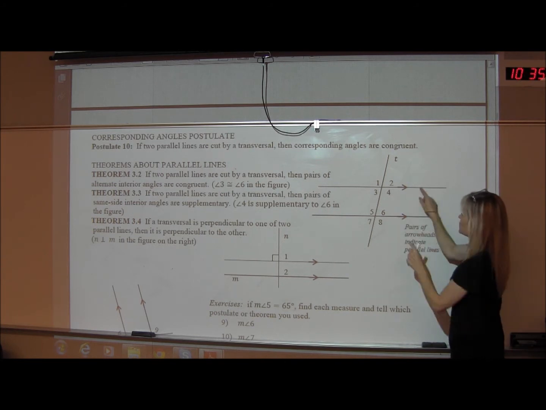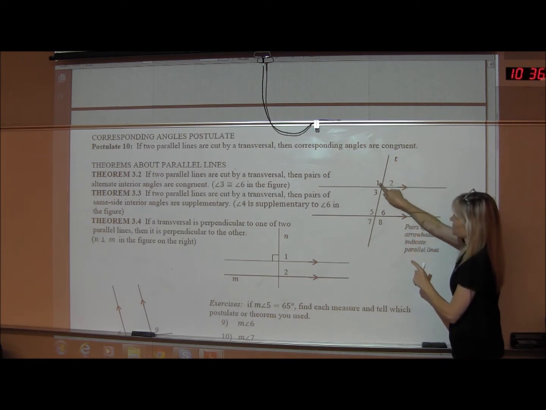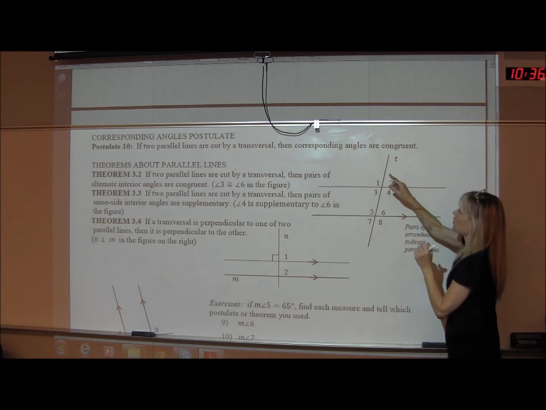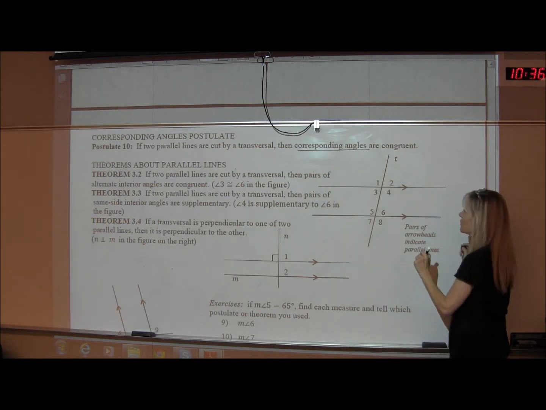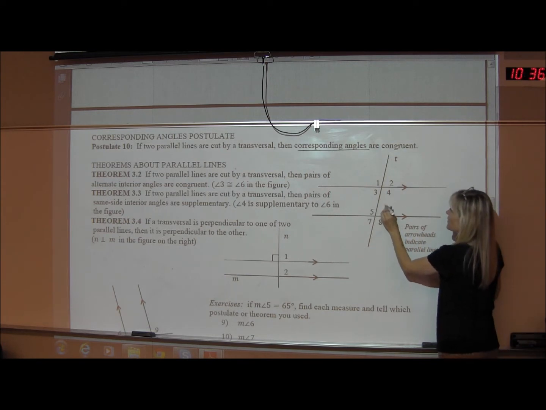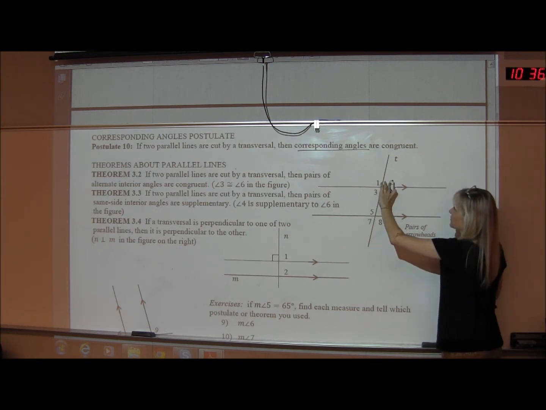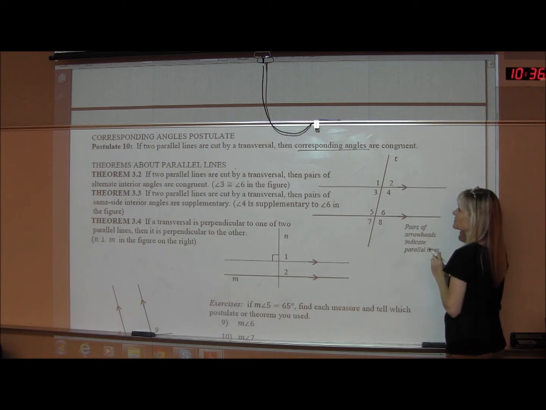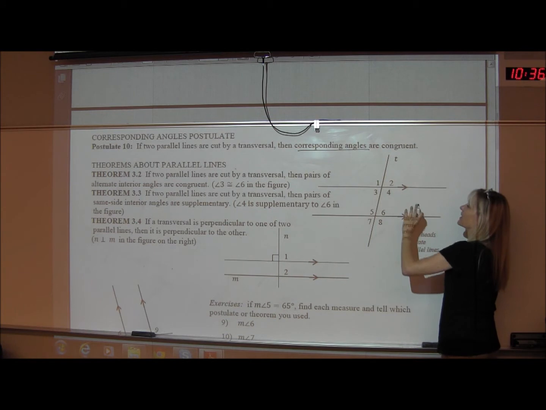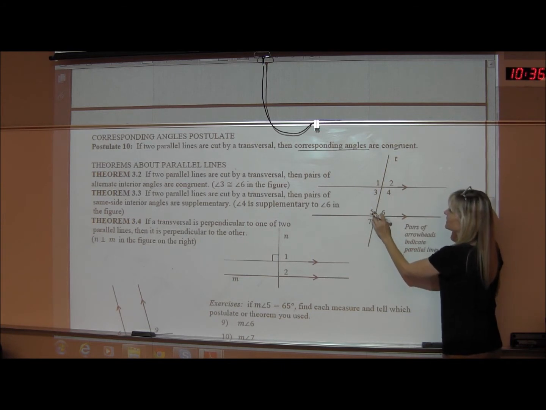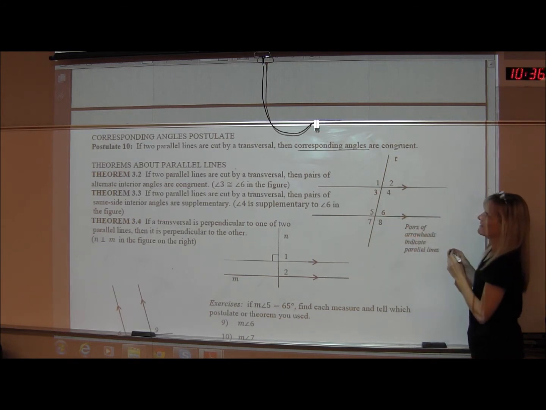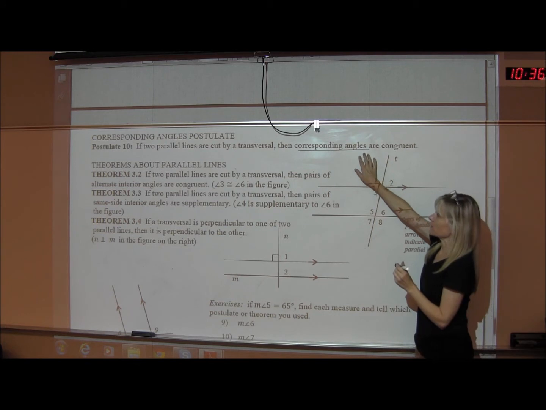Now, if two parallel lines are cut by a transversal, then corresponding angles are congruent. That's why it's so important to know what corresponding angles are. So remember, 6 and 2 are corresponding. They're both above the line and to the right of the transversal. 4 and 8 are corresponding, both below their lines and to the right of the transversal. So 4 and 8 are congruent. 2 and 6 are congruent. 7 and 3 and 1 and 5, they're all congruent. Very important. So that's a postulate.